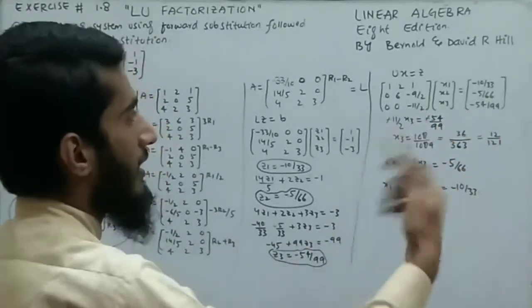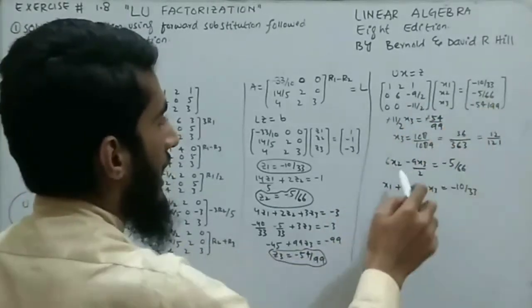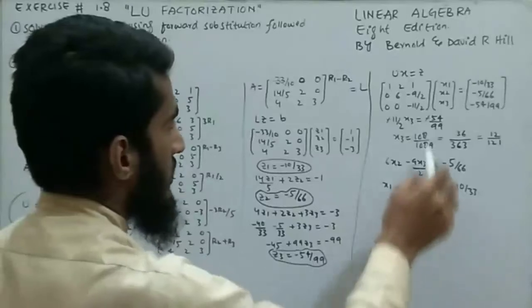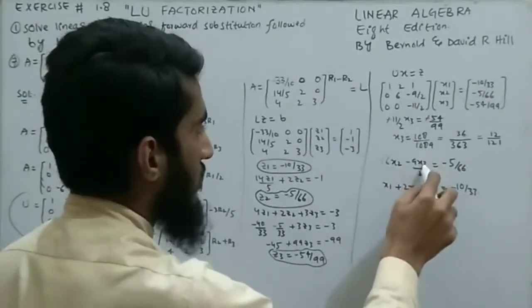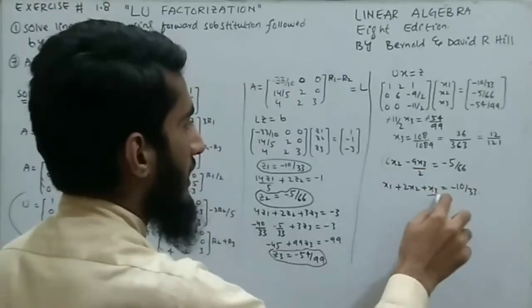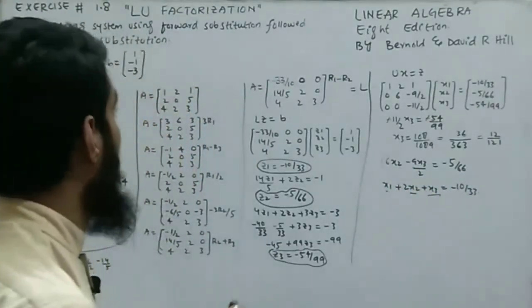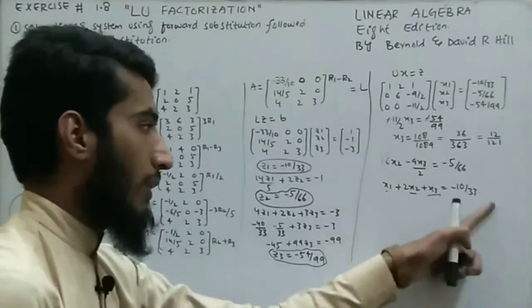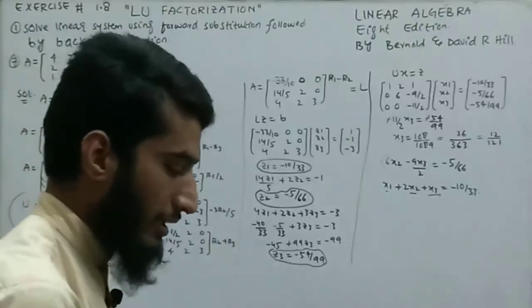In the same way we will make the other two equations: 6x2 minus 9 by 2 x3 will be this, and lastly x1 plus 2x2 plus x3 will be minus 10 by 3. From here, by putting in the value of x3 we will find x2. Then by putting in x3 and x2 we will finally find the value of x1. This will be the required x, equal to x1, x2, x3, the required solution to the given linear system.